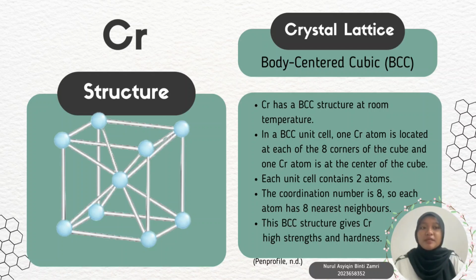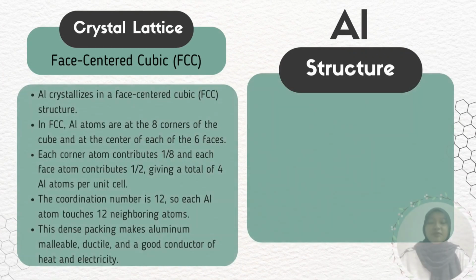The coordination number of chromium in a BCC structure is 8, which means that each chromium atom is surrounded by 8 nearest neighboring atoms. This specific crystal lattice arrangement contributes to chromium's physical properties. The BCC structure gives chromium high strength and hardness, making it suitable for applications that require durability and resistance to wear.